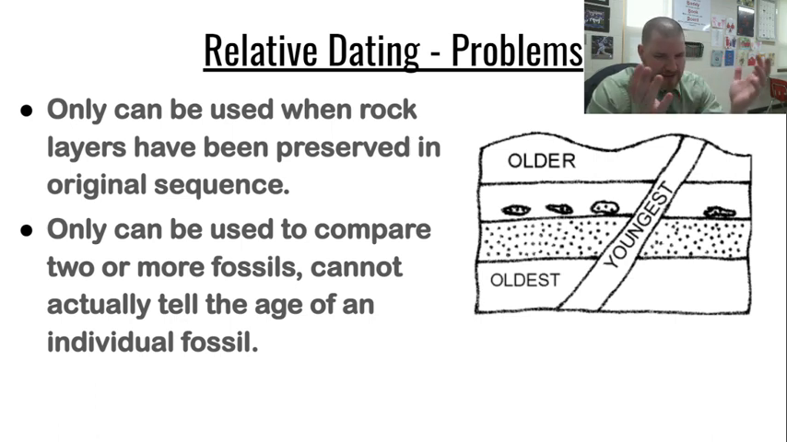The second problem is that it can only be used to compare two fossils. It can't actually tell the age of one fossil. So it's only good if you're saying, oh, this one is younger than the other one because I found this one closer to the surface. It can't actually say, oh, because I found this 20 feet down, this is from 50 years ago. It won't do something like that because it doesn't have the capabilities. You're just digging a hole and finding a fossil.